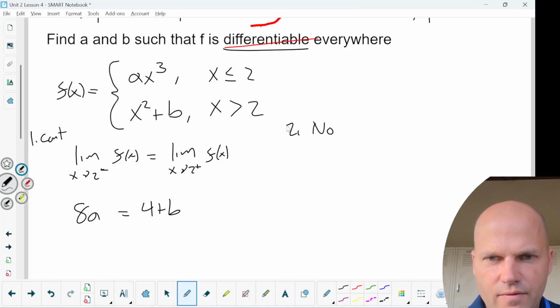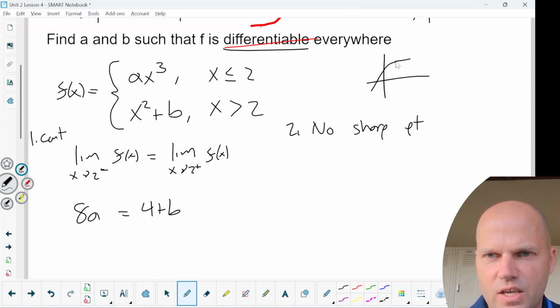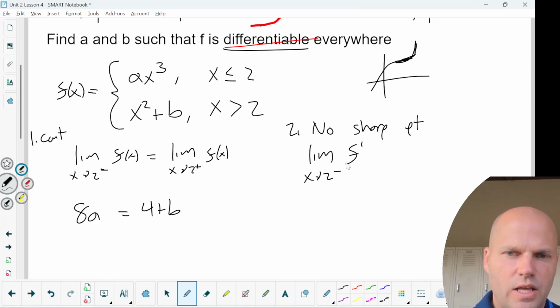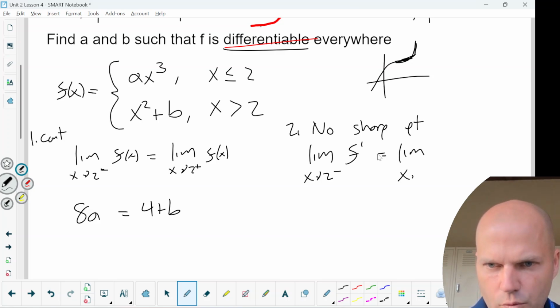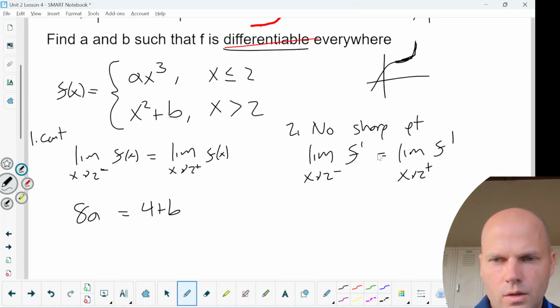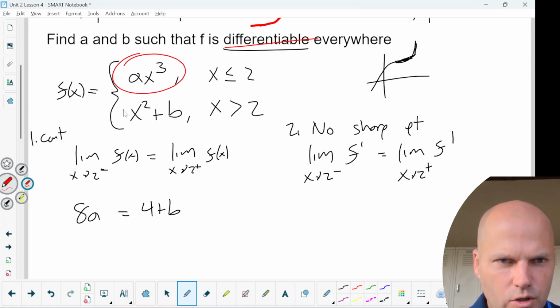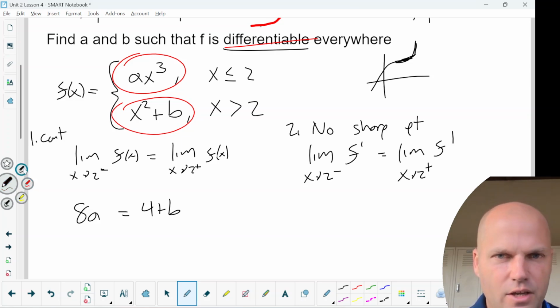Well, the second thing is ensuring that we don't have a sharp point. That means when we meet up, the slopes of the left piece have to equal the slopes of the right piece. Well, we are going to look at the slopes to the left of 2 and the slopes to the right of 2. Cool? So we're going to look at the slopes of ax cubed. We're going to look at the slopes of x squared plus b. Now here's what's important. a and b are just numbers. They're just constants.